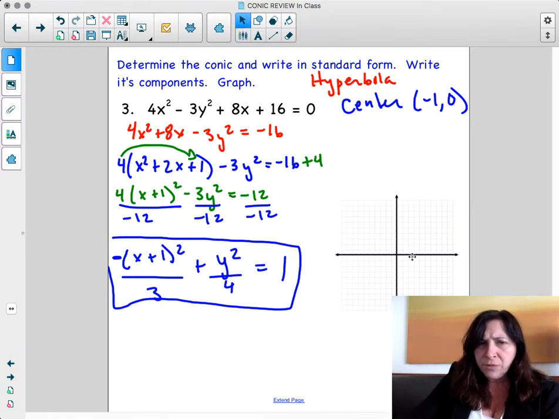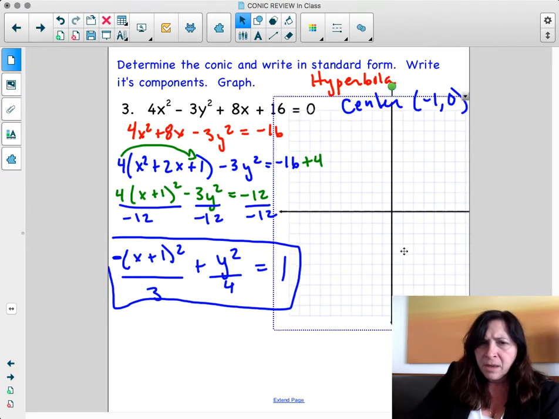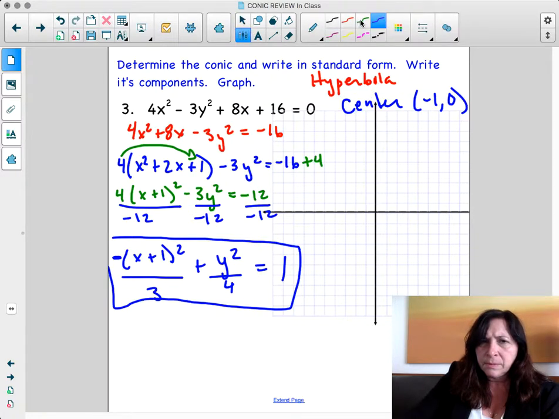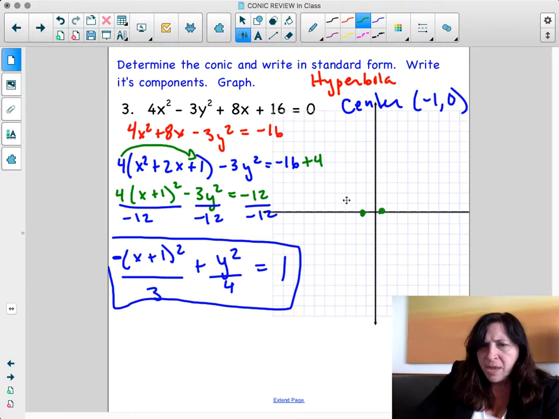Okay, so I'm going to move that up here. Let me try to make this a little bigger. Okay, so we have my equation. There we go. So -1, 0 here. Okay, in the x direction, we're going to go the square root of 3, which is around here. In the y direction, we're going to go the square root of 4, which is about here.